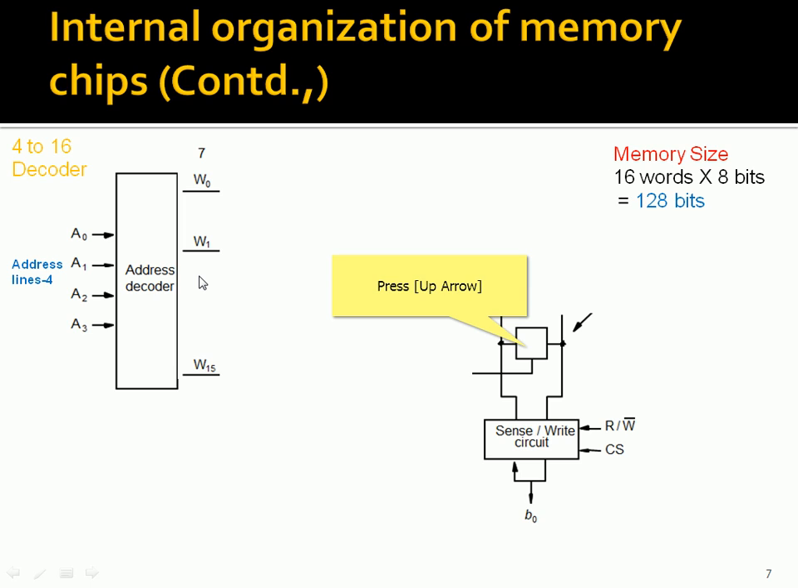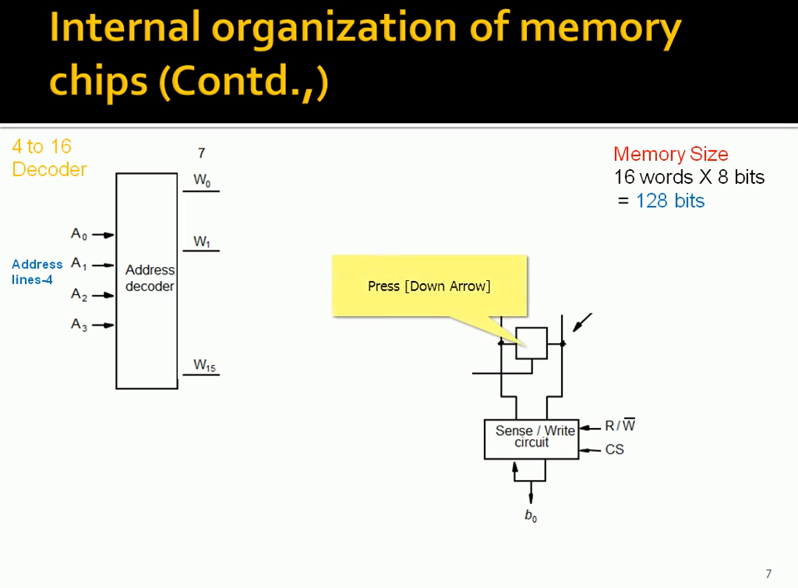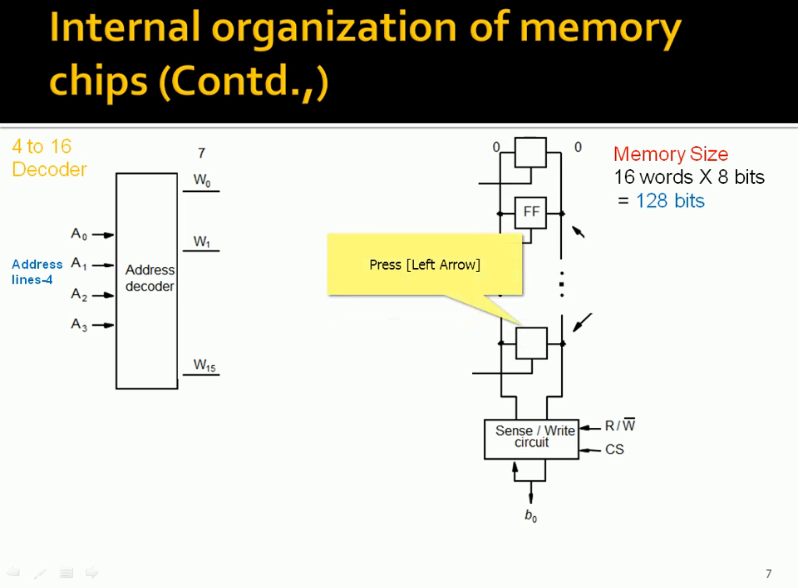That flip-flop is again made up of transistors, diodes and capacitors. At a higher level, this looks like a single memory cell, that is a flip-flop. Similarly, we can observe the other memory cells. Like that, 16 memory cells can be organized here.